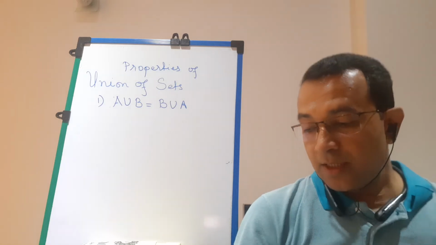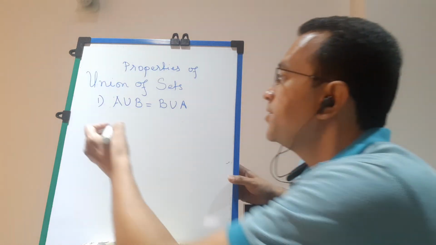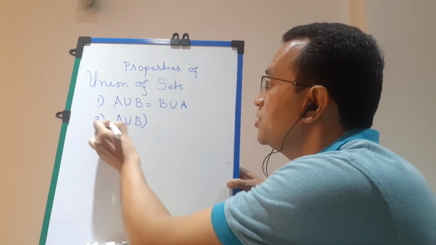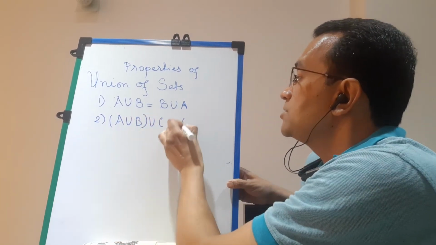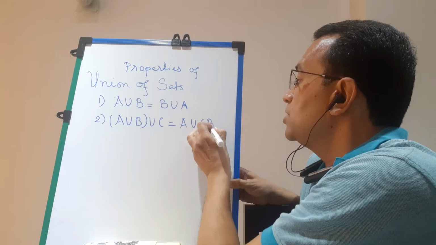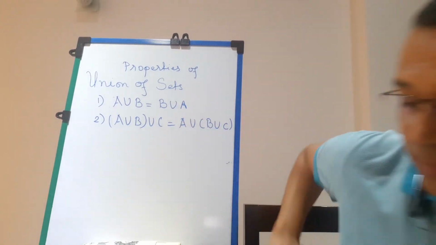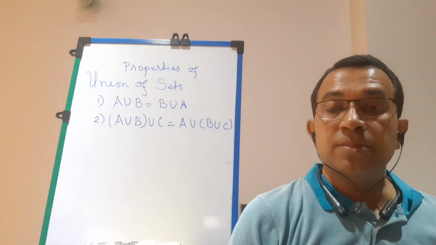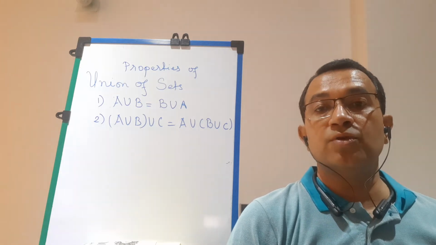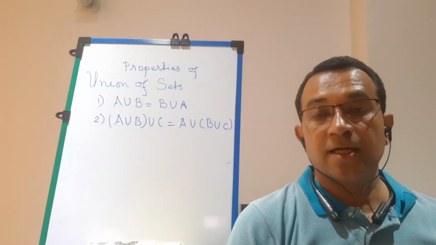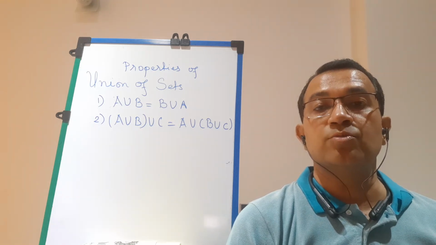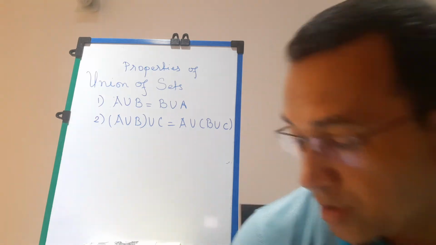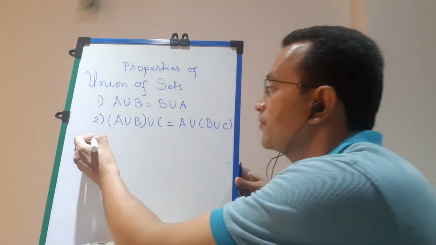Then students, associative law. For associativity, we need three elements. A union B, union C is same as A union B union C. So if I take union of A union B with C, or if I take union of B and C with A, the final answer comes out to be same. This is associative law.